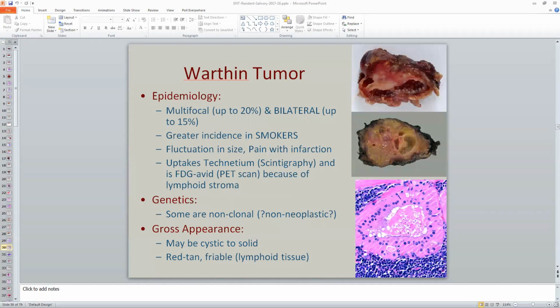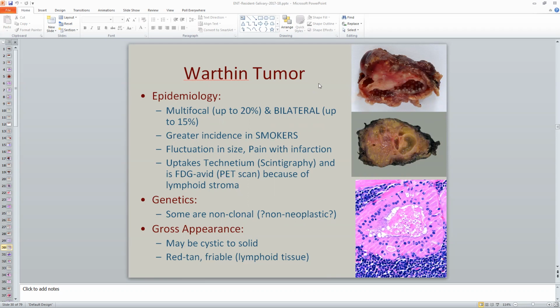Warthin tumor, you'll probably see a lot in radiology because these pop up very frequently in patients who are undergoing PET scans for some other reason, colon cancer, lung cancer, whatever, right? Boop, something pops up in their unilateral or bilateral parotid. Is it well circumscribed? Is it cystic? Does it look like it may have some grungy cystic material in it? These are probably a Warthin tumor.